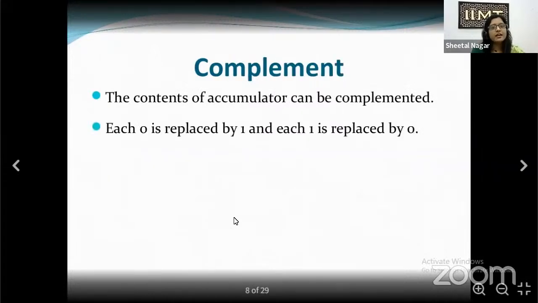Now next one is complement instructions. As we all know, if we require the complement of the contents of accumulator, as in 8085 microprocessor we have 8-bit accumulator, with the help of complement instruction, each 0 bit of the accumulator will be replaced by 1, and each 1 is replaced by 0.